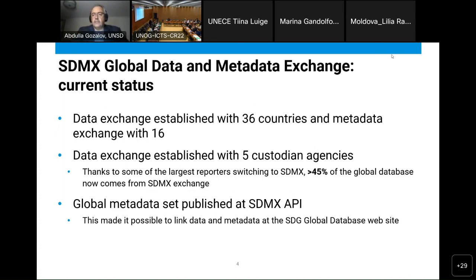If we look at the current status of the global data and metadata exchange, data exchange was established with about 36 countries, metadata exchange with about 16 countries. Data exchange has been established between UNSD and 5 custodian agencies. However, since these 5 agencies include some of the biggest reporters like FAO, UNEP, ILO and also IMF, the global data that we receive over SDMX now constitute over 45% of the global database, which is a significant achievement. The global data set has been available at the UNSD API since 2019, and the global metadata set has been available at the API since about a year ago.